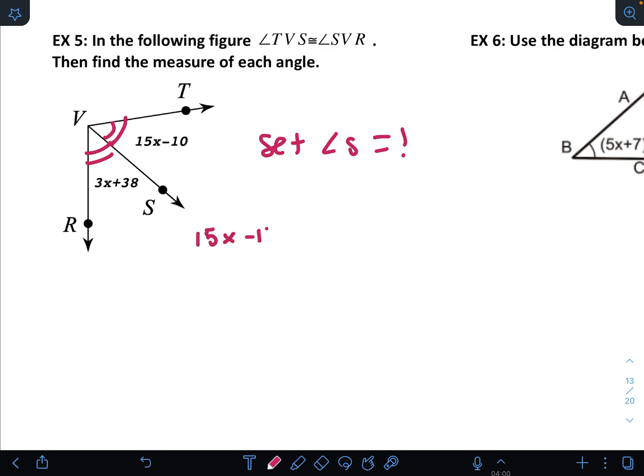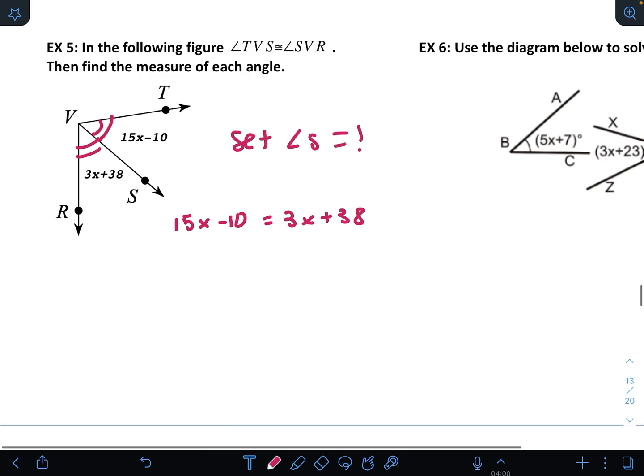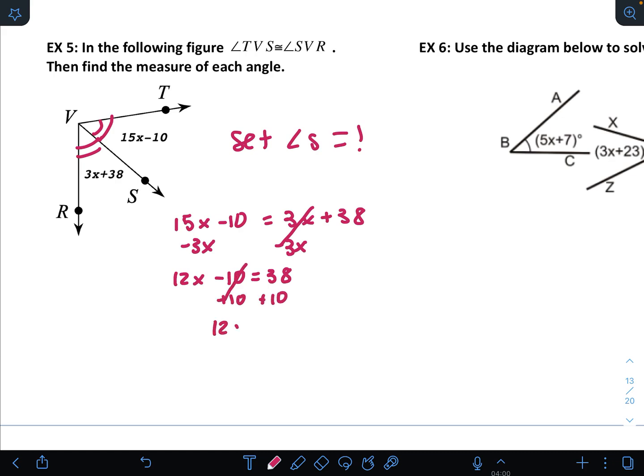So I have 15x minus 10 equals 3x plus 38. Now if you want to pause the video, you can go ahead and solve this and see what x value you get. So the first thing I'm going to do is subtract 3x from both sides. I get that 12x minus 10 equals 38. I can then add 10 to both sides to get that 12x equals 48. And I can divide both sides by 12 to get that x equals 4. So that is the variable I was looking for. Additionally, though, I was told to find each angle measure. So I can do that by plugging in my x value.